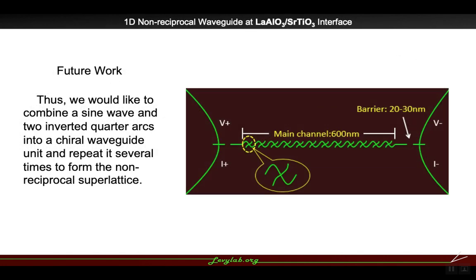So we designed this device. We would like to combine a sine wave and two inverted quarter arcs into a non-reciprocal waveguide, and then we could repeat it several times to form this superlattice, and these are some parameters.